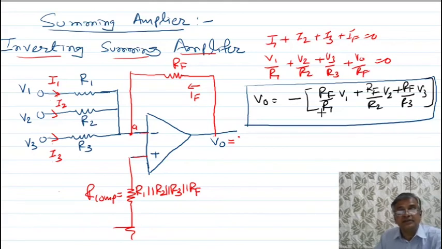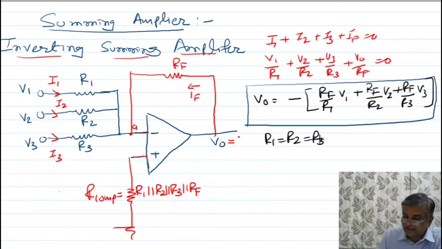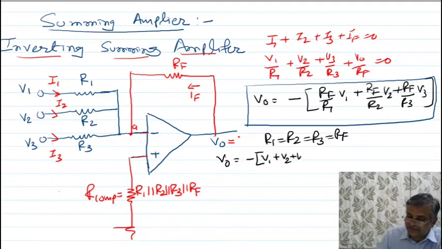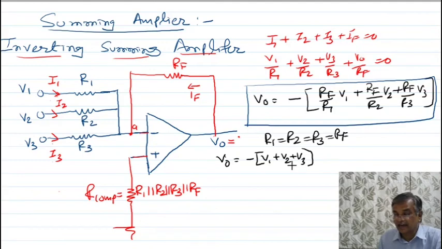Please remember this equation for solving the numerical. What I have written here: minus sign, RF by R1 into V1 plus RF by R2 into V2 plus RF by R3 into V3. If all are equal, R1 is equal to R2 is equal to R3 is equal to RF, then your output voltage is the addition of all these three inputs. So output is a sum of the input signals. So it is called a summing amplifier.